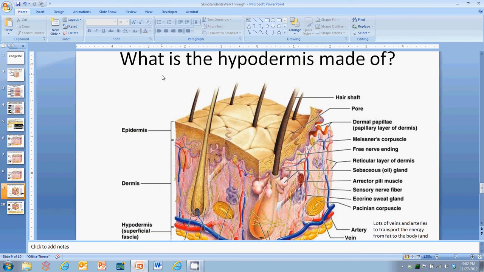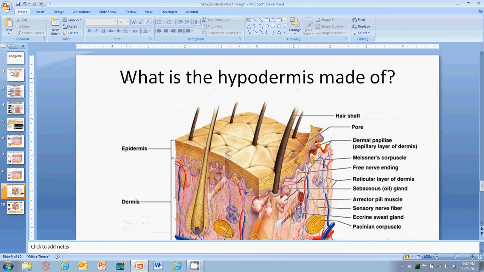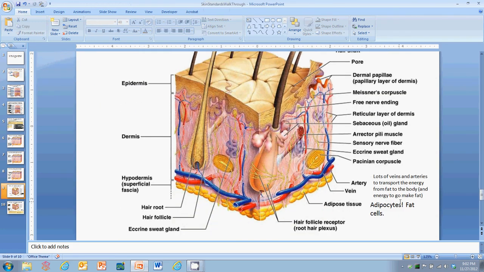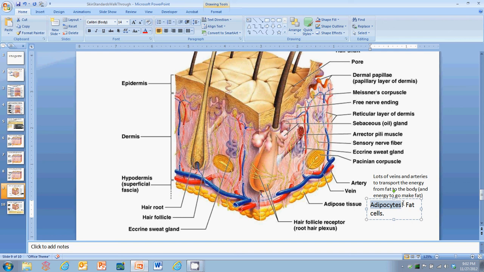What is the hypodermis made of? The hypodermis is made of these yellow cells, right? Adipose tissue and arteries, the red, and veins. Adipose tissue, the yellow cells, is going to be lots of adipocytes, which are fat cells. And the arteries and veins are blood vessels, right? They carry blood.